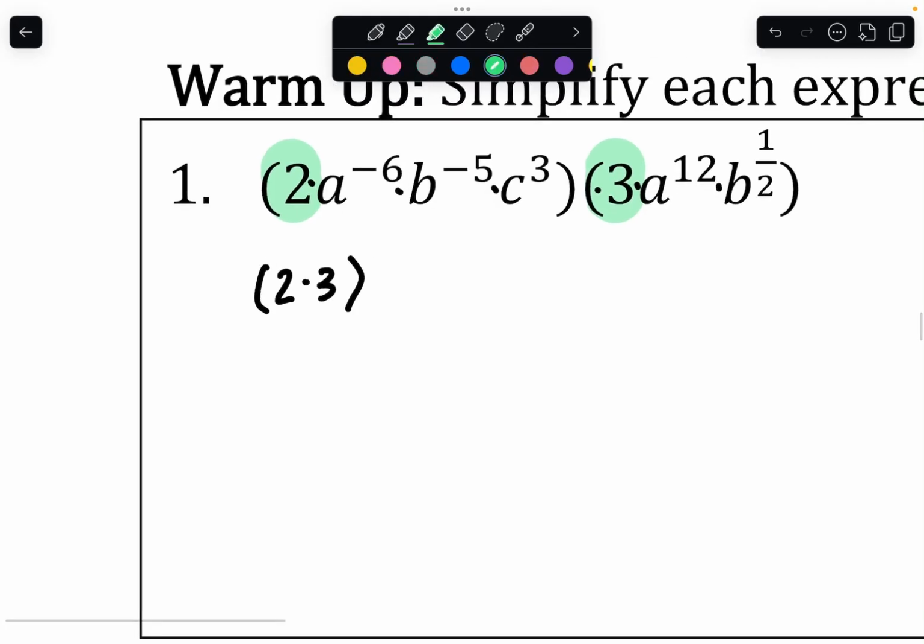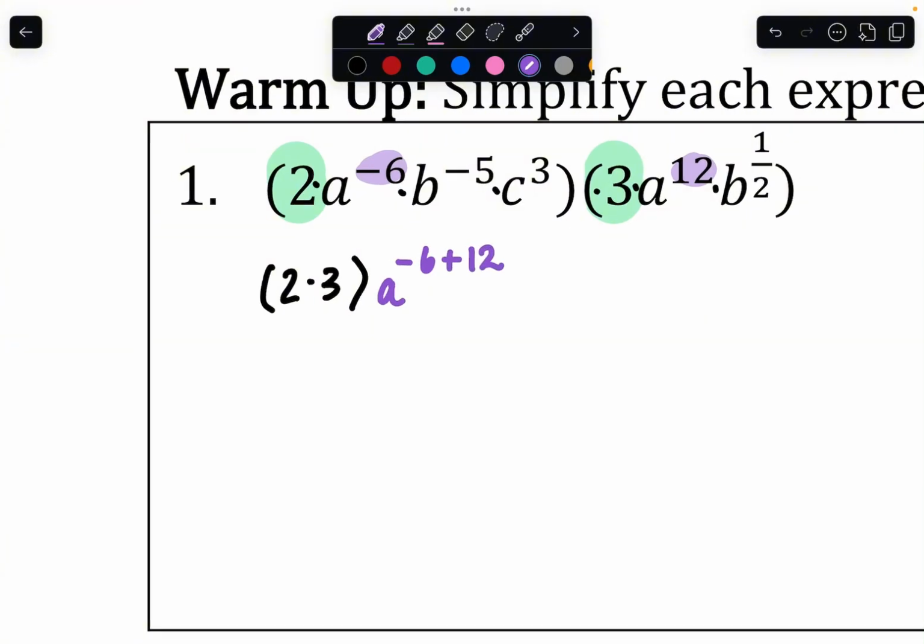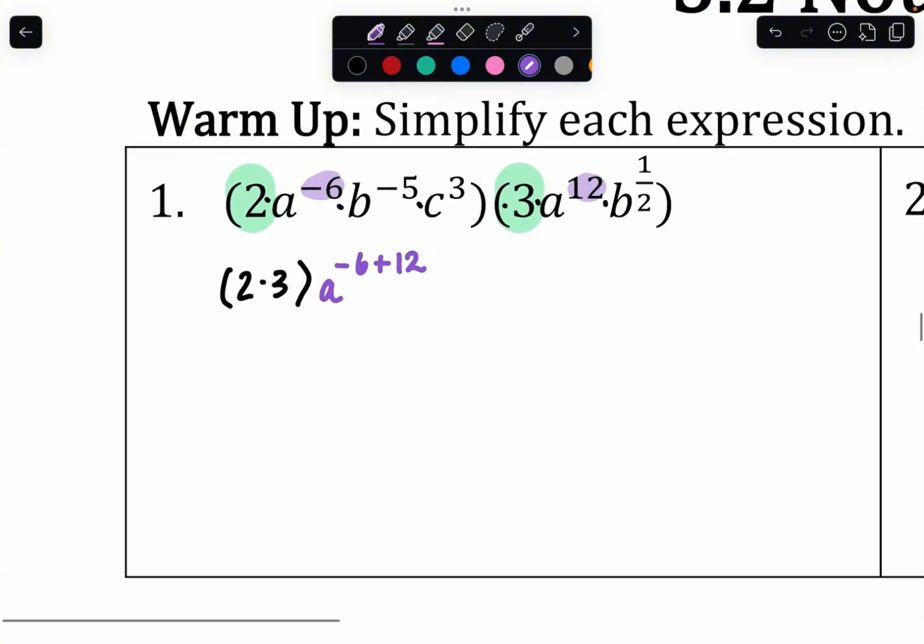Okay. And then next I focus on the a's. I have a to the negative 6, and then I have a to the 12th. When I write the a, I'm going to add those exponents. I'll worry about the negative later. Usually they get resolved along the way.